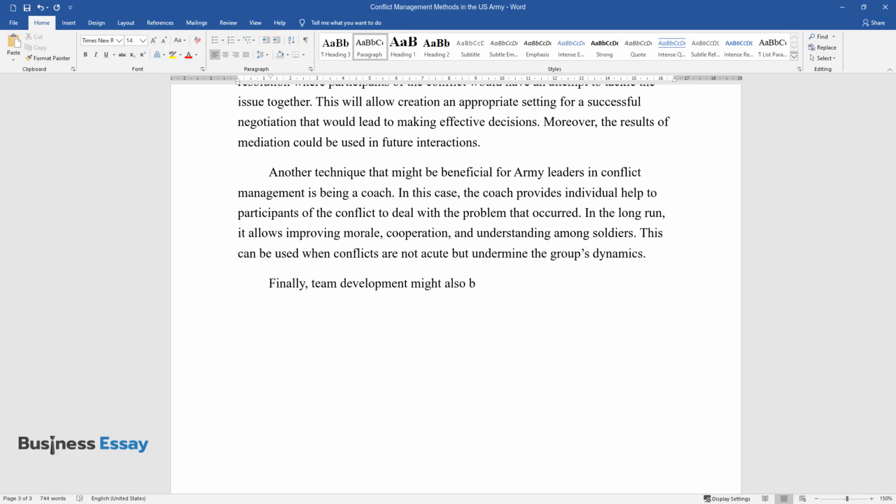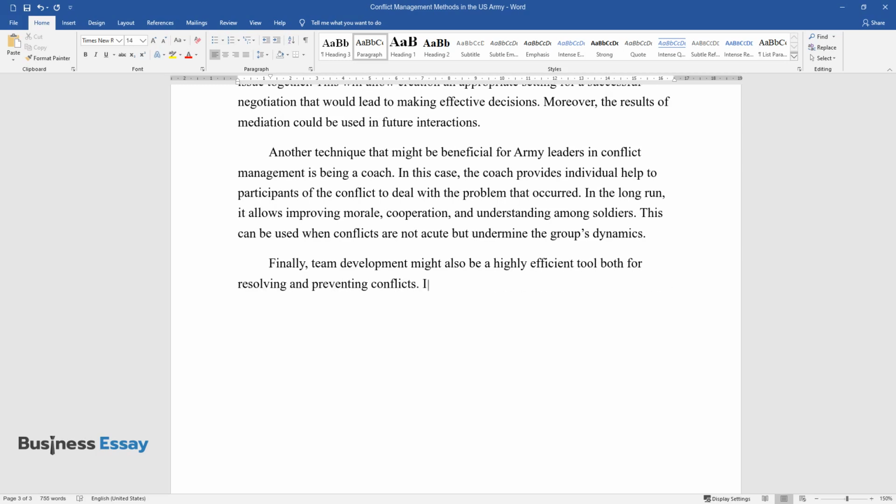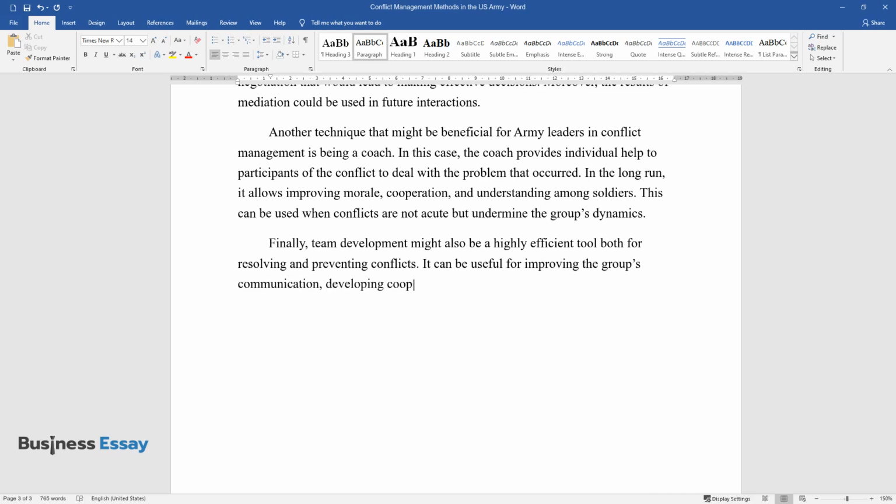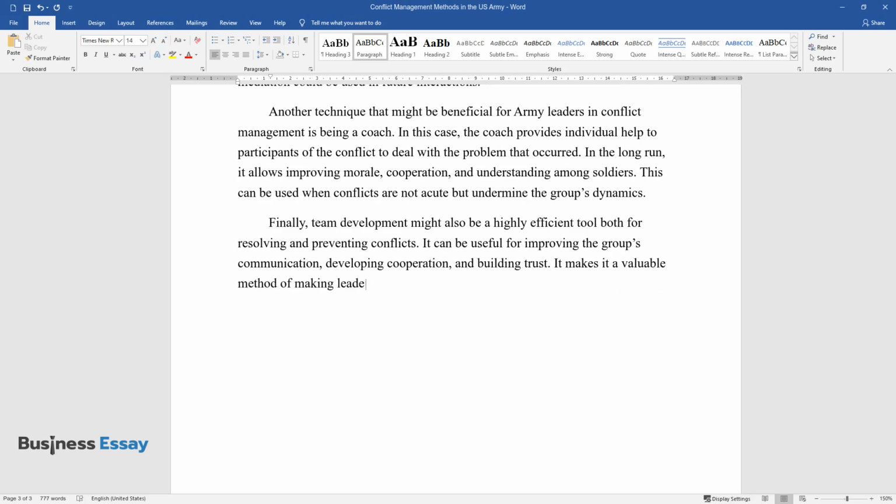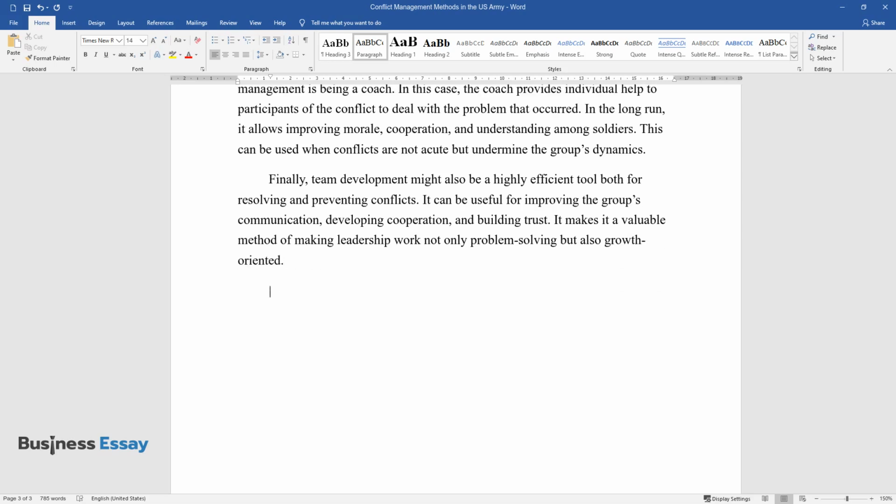Finally, team development might also be a highly efficient tool both for resolving and preventing conflicts. It can be useful for improving the group's communication, developing cooperation, and building trust. It makes it a valuable method of making leadership work not only problem-solving but also growth-oriented.